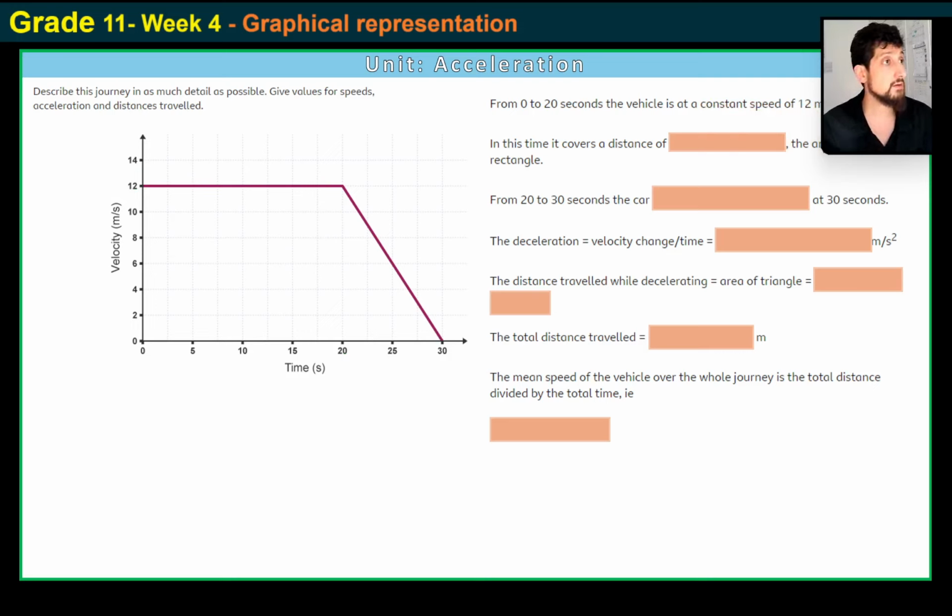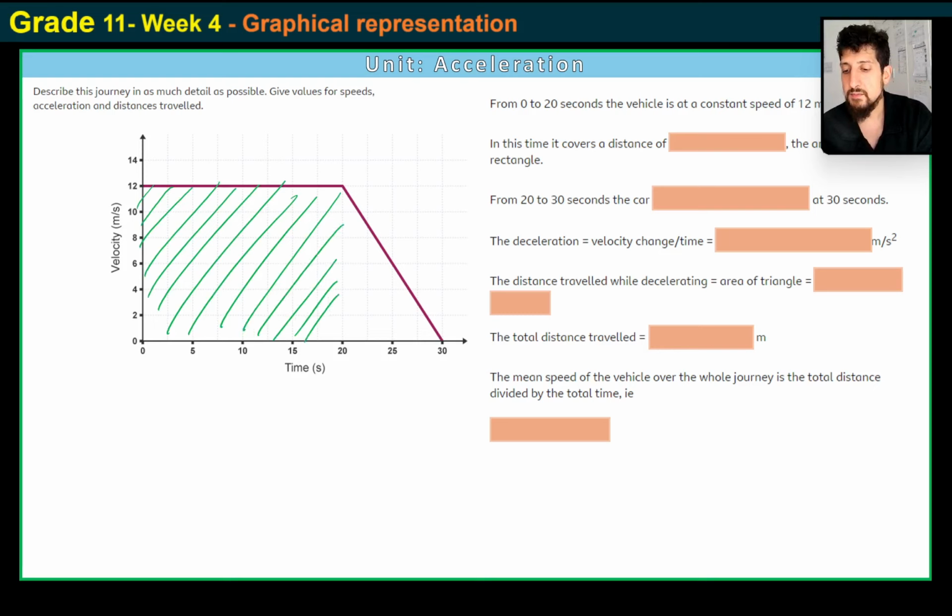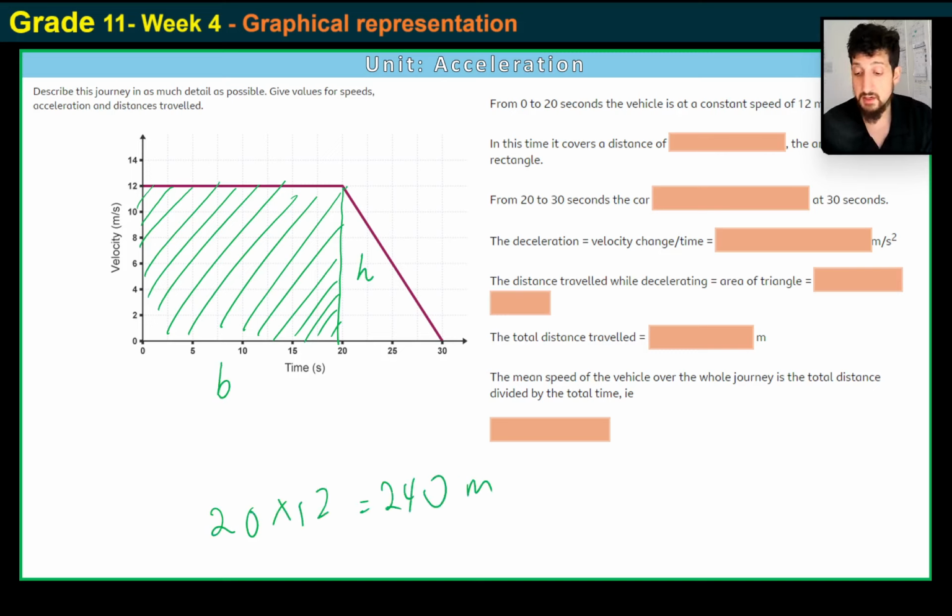In this time, it covers a distance of what? Now, how do I work out the distance? You should all know this by now. It is the area under the graph. So in this time, it's going to cover a distance of, this is the base, and this is the height. So it's going to be base times height, or 20 multiplied by 12, 240 meters. Well done, Abdulaziz, because you answered it today. 240 meters for that one.